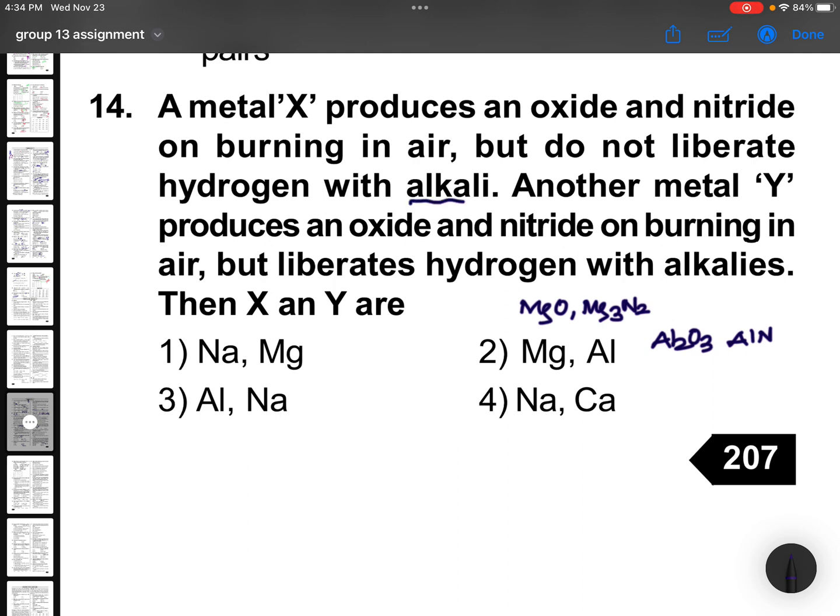Okay, now the one that does not liberate hydrogen with alkali is magnesium, because magnesium is basic in nature, so it won't react with alkali. But aluminium is amphoteric, so it will react with sodium hydroxide to liberate hydrogen gas.